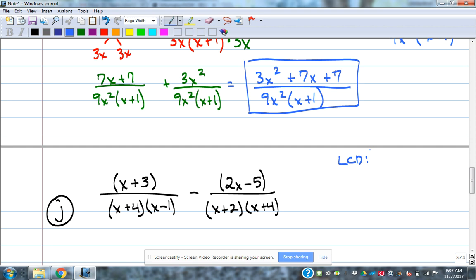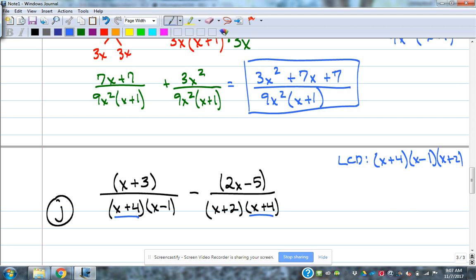So what do we look for first when we're finding the least common denominator? What the two fractions have in common. What do they share? They share an x plus 4. So we know that's got to be there. That's this piece and this piece. The next thing you've got to have is what they don't share. They don't share this piece and they don't share that piece, so they've got to be there too. x minus 1, x plus 2.